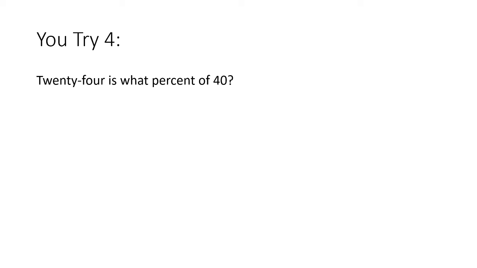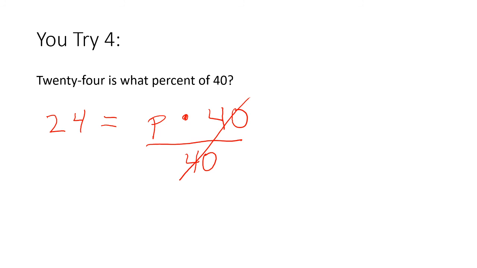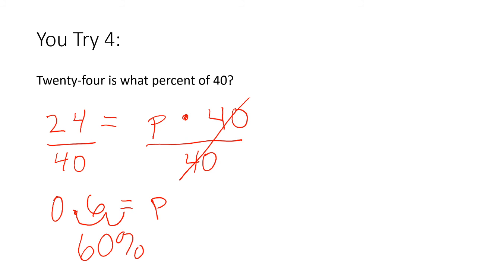Now that you've tried it on your own, let's do it together. 24 is what percent of 40? Divide both sides by 40 to get P by itself. And I'll get 24 divided by 40 is 0.6. 0.6 is equal to P. Now I just need to convert it to a percent by moving the decimal 2 places to the right. That'll give me 60%.